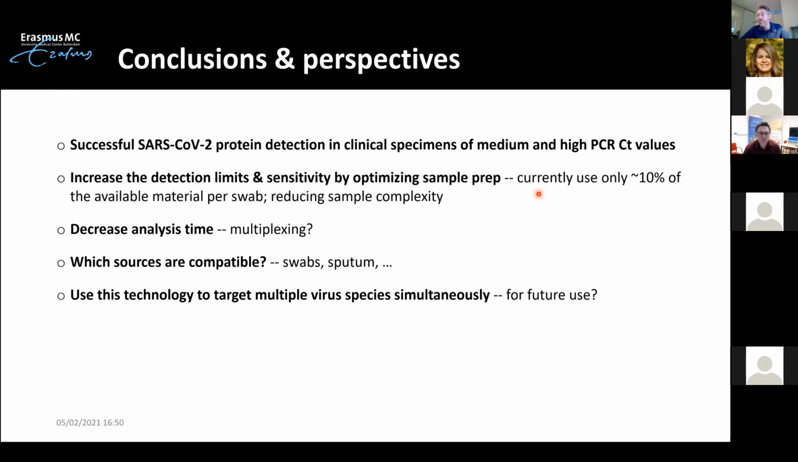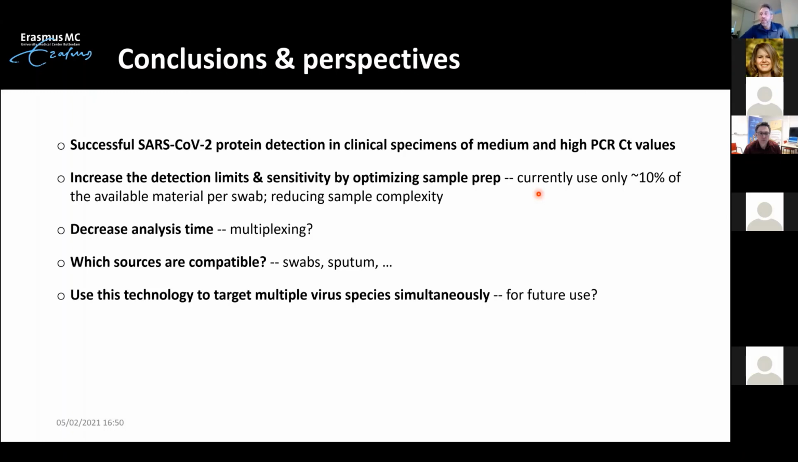Still, in order to be successful as a diagnostic tool, we need to make several improvements in terms of increasing the detection limits, reducing the sample complexity, and also the analysis times should be decreased. And finally, we are currently trying to find out which sample types show the best results. In principle, any sample type, anything goes, as long as we can extract protein from it, of course.